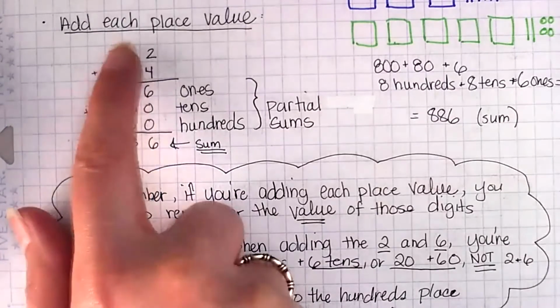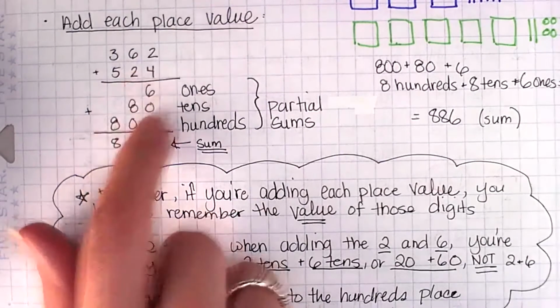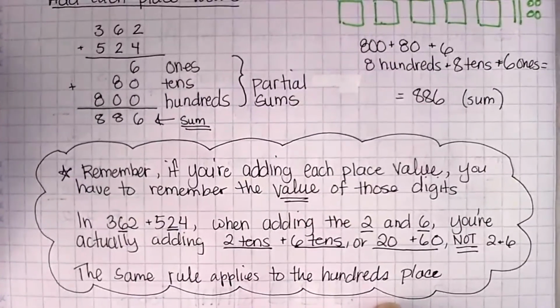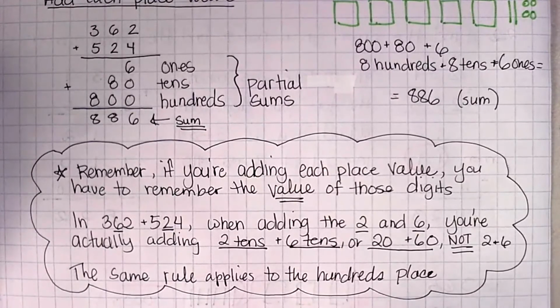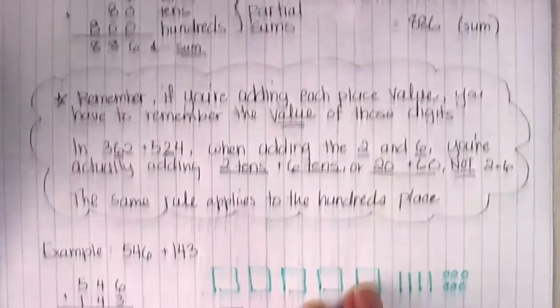You're not just adding 2 plus 6. So if you're writing it the way it's written up here, you're not doing 2 plus 6 and just putting an 8 over here. When you're using partial sums, you've got to be really careful to make sure that you are remembering to apply the place value to that number. And the same rule is going to apply to your hundreds place and so on.